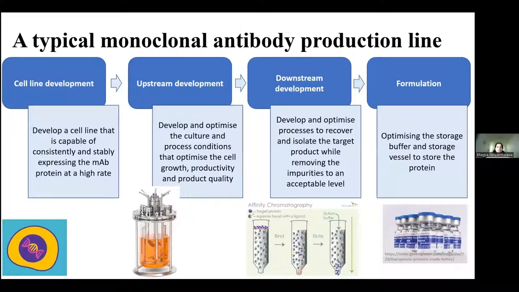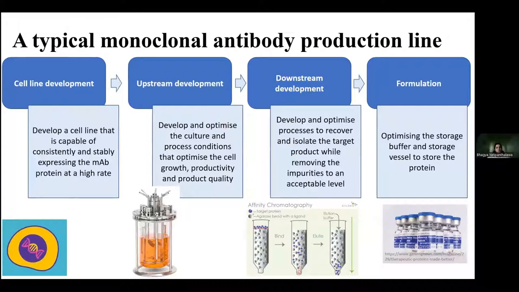So here I have taken an example of a typical production line for the production of monoclonal antibodies. The first target will be to develop a cell line that produces a specific monoclonal antibody protein of interest stably and consistently at a higher rate. So this will be mainly a job for microbiologists and biologists. And then once this is developed, the next step will be upstream development.